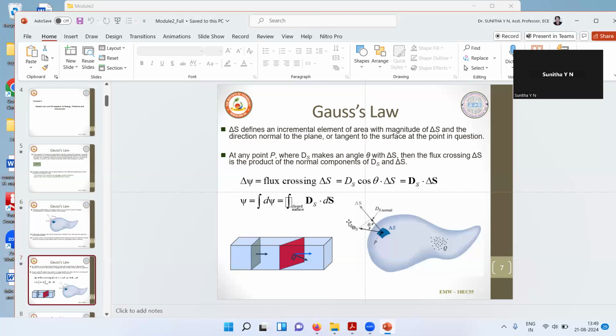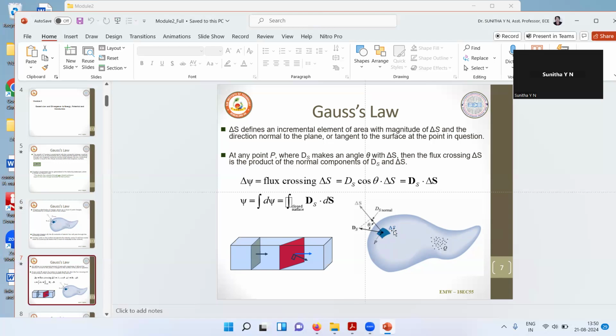I repeat here, we are now trying to understand the Gauss law. Gauss law says that in a closed surface, if you find some amount of charge Q present, then that is equal to the number of flux lines coming out of that closed surface. Now, we are not considering this entire closed surface. We are considering a very small surface. I call it a differential surface delta S.